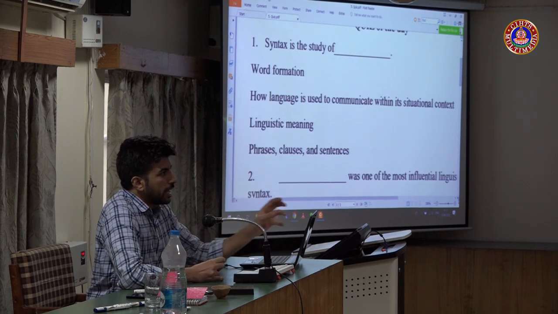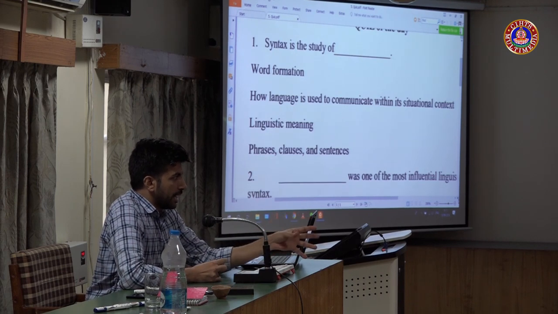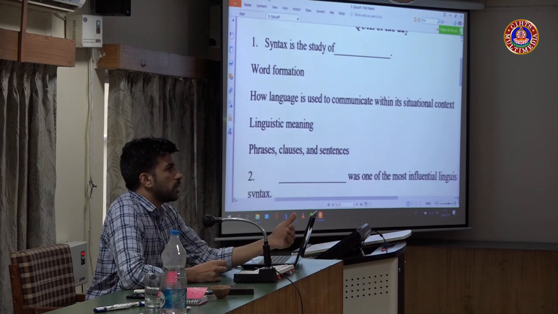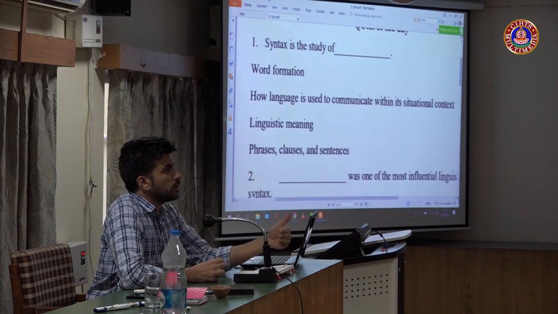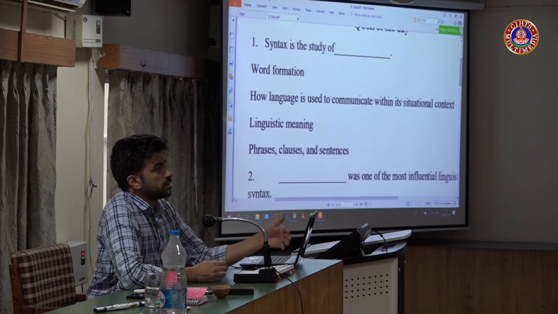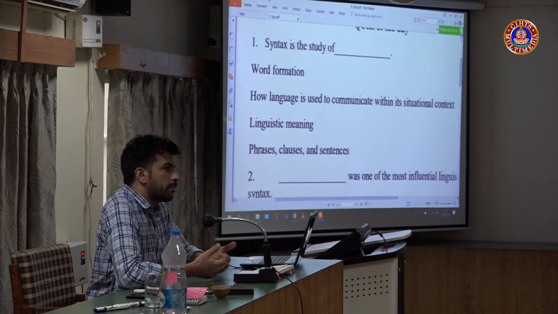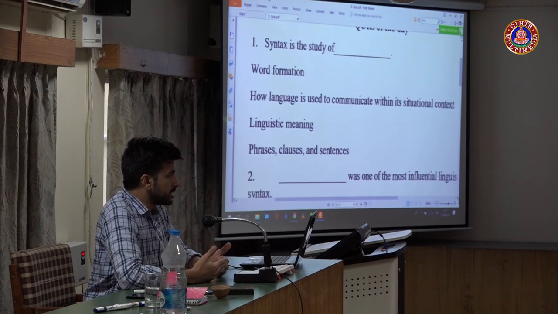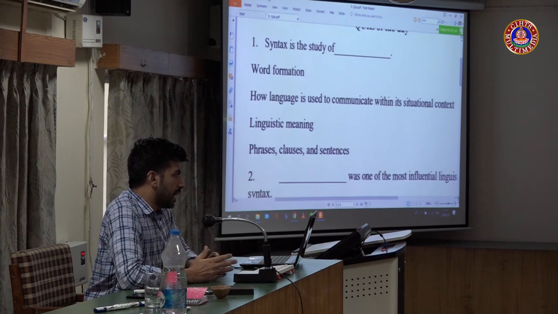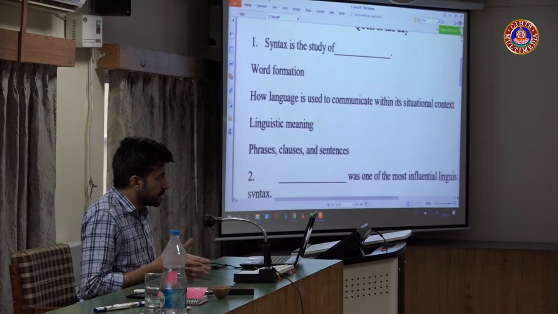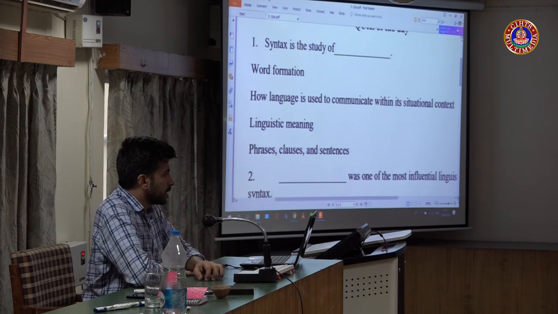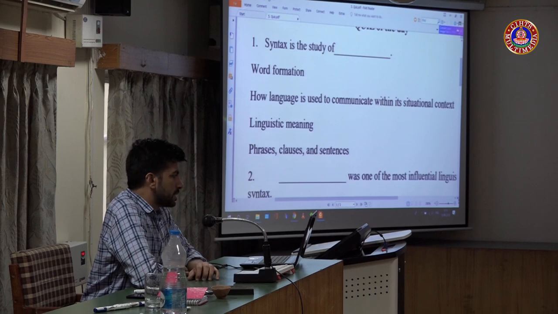That any word carries a meaning in language. But meaning is, again, not the domain of syntax, not directly. Syntax is more like grammar. Syntax is the arrangement of the words. Meaning will come later, but mainly syntax is the study of how words are arranged, how phrases, clauses, and sentences are formed. Study of phrases, clauses, and sentences.